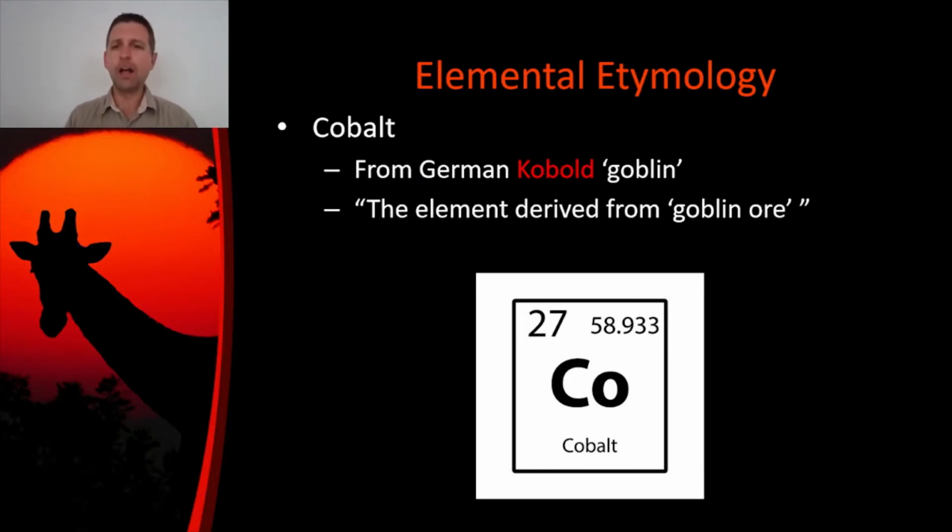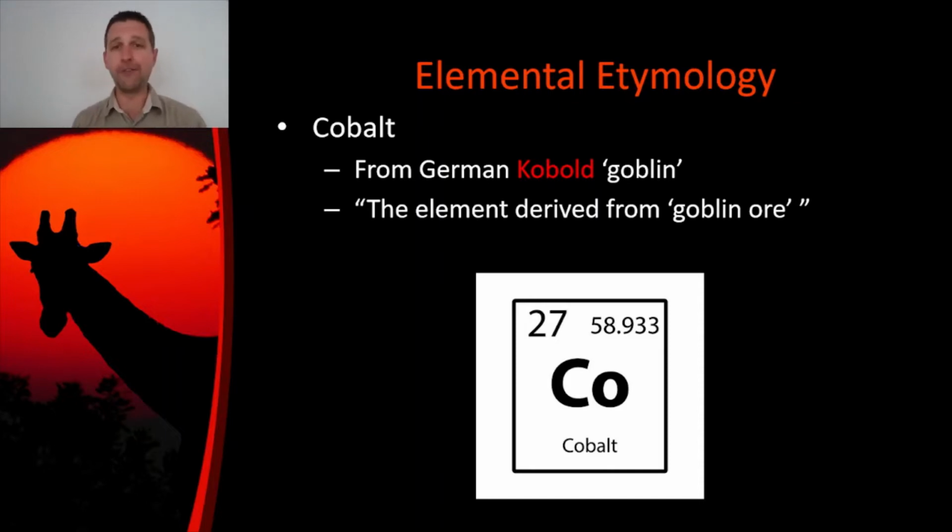As it turns out, there was a particular ore that was found in German-speaking regions that miners called the goblin ore, and the reason they called it the goblin ore was because they were having difficulty getting useful metals out of it, and when they would smelt it, it smelled bad, and it made them sick because, as it turned out, it had a lot of arsenic in it. We're going to get to arsenic here in a little bit.